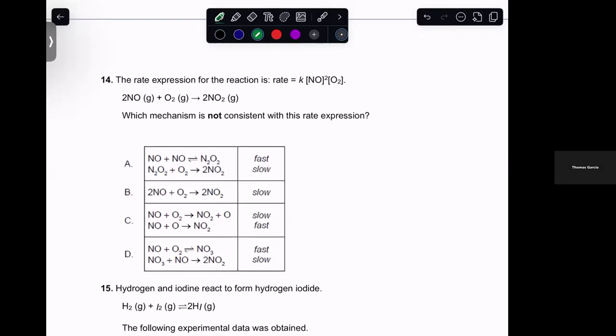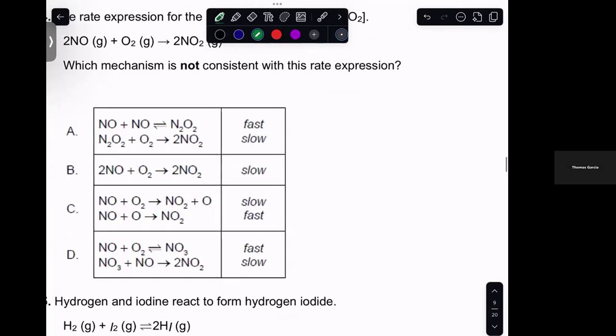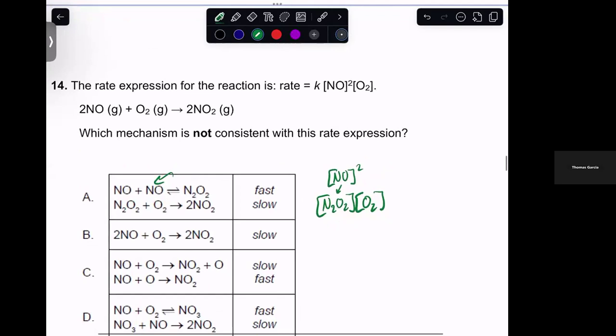14, the rate expression for the reaction is rate equals k[NO]squared[O2] for this reaction here. Which mechanism is not consistent with the rate expression? All right, so once again, we're working backwards for each one. Assuming the first one is slow, we have N2O2 and O2, but N2O2 actually comes from NO squared, looking at this reaction here. So that is consistent. A is fine.